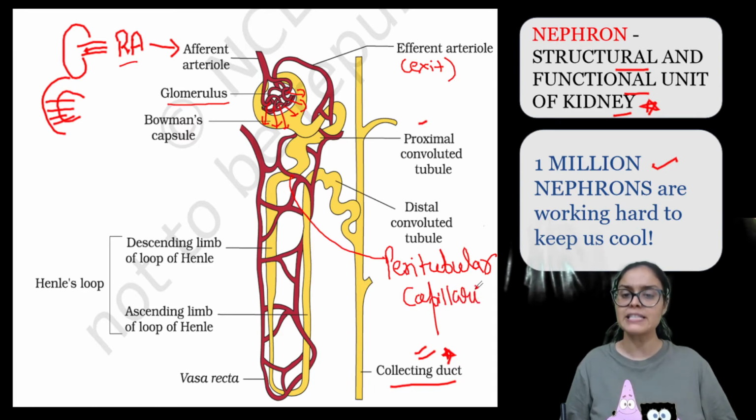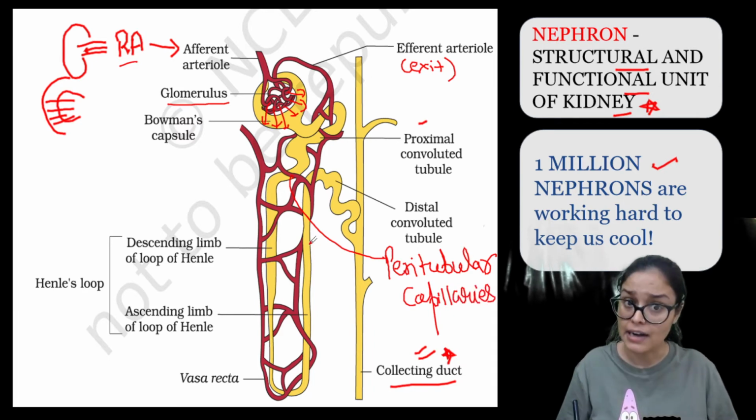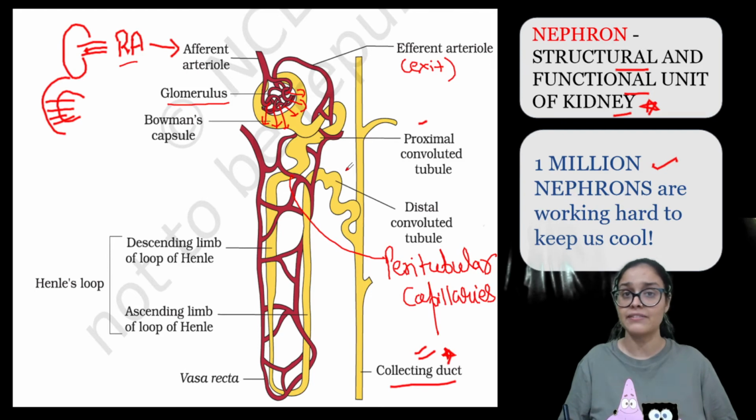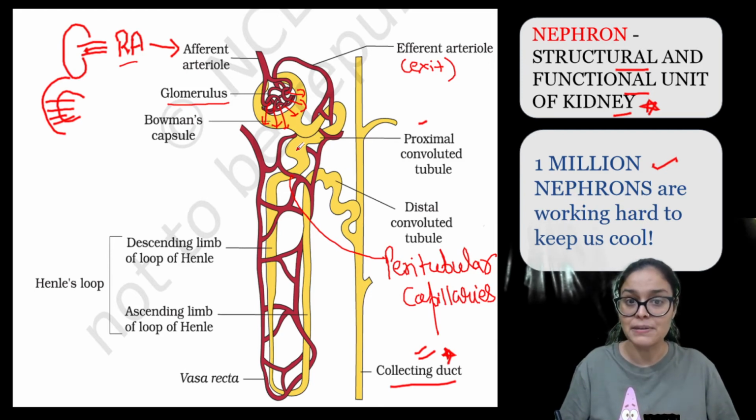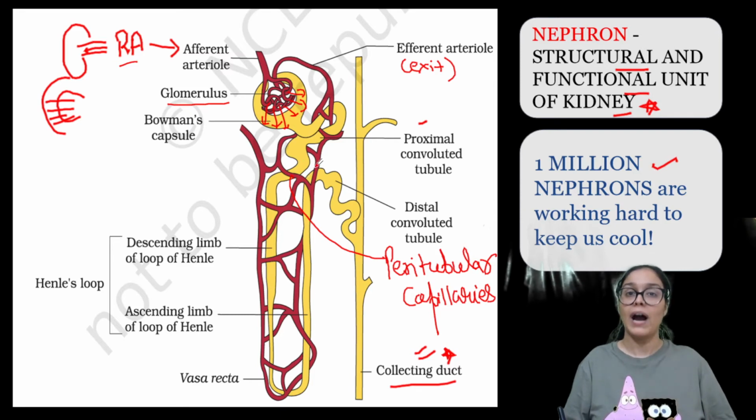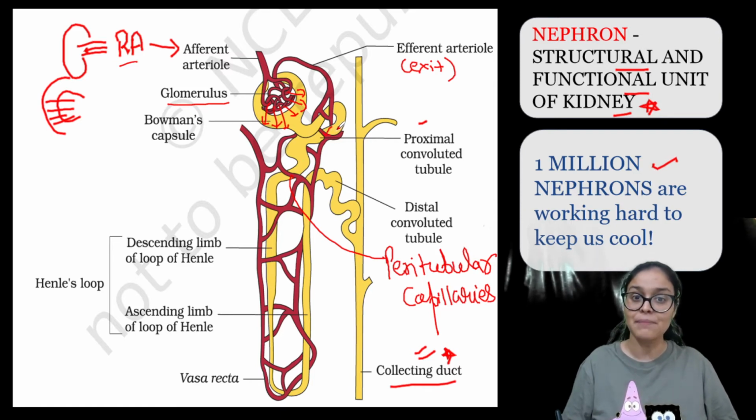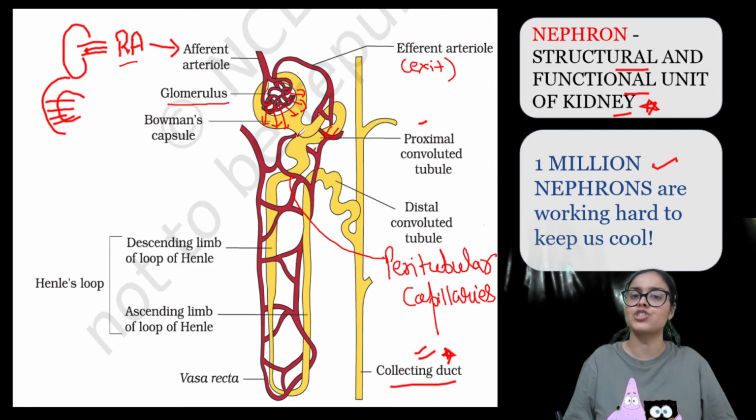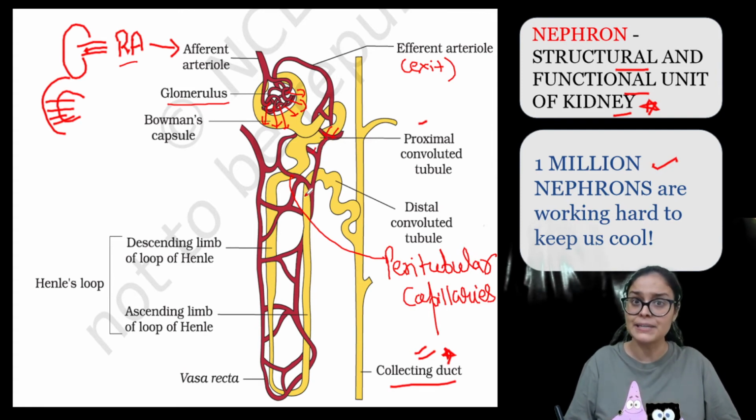So why is this peritubular capillary present around the tube? There's a reason behind that. Maximum capillaries are present around the PCT. Why? We will be seeing, because here maximum reabsorption will be happening. So we will see that the maximum capillary branches are present around the PCT.